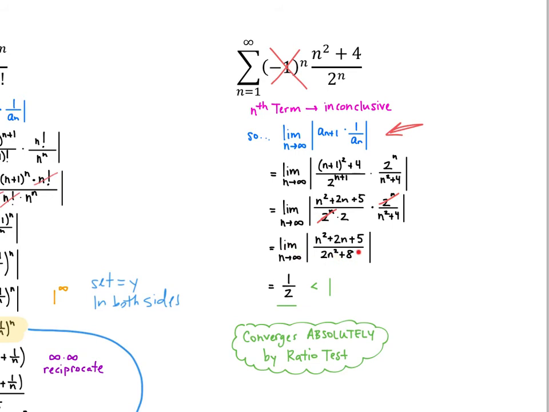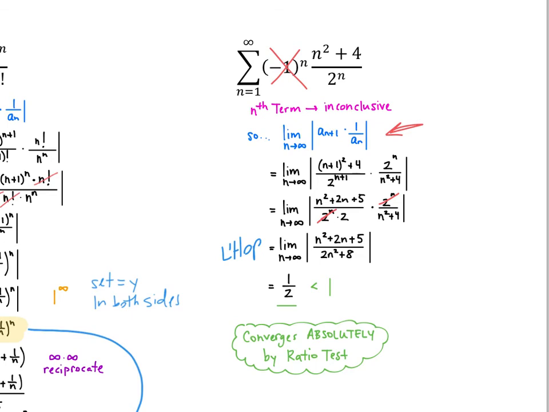As we take the limit of that, we'll have to use L'Hopital a couple times. Just note that we are using L'Hopital in there, but eventually we get down to just the coefficients, 1 over 2. 1/2 is less than 1, so this converges absolutely by the ratio test.